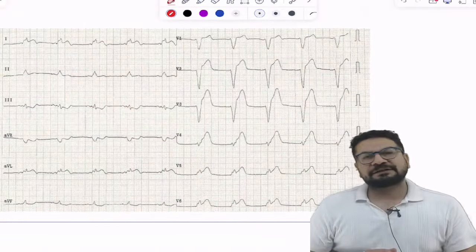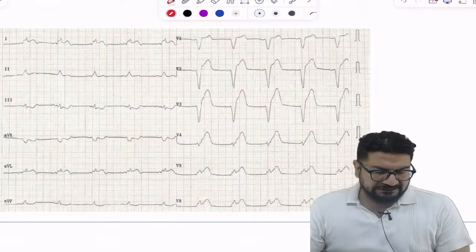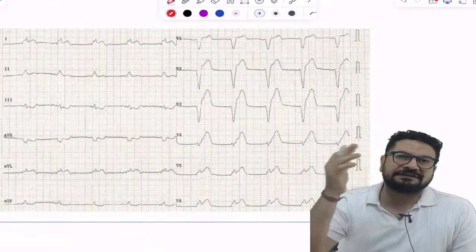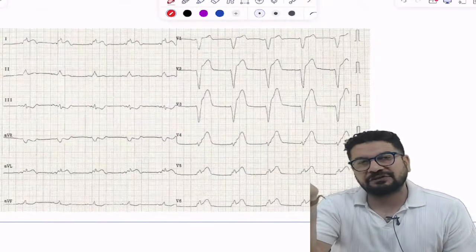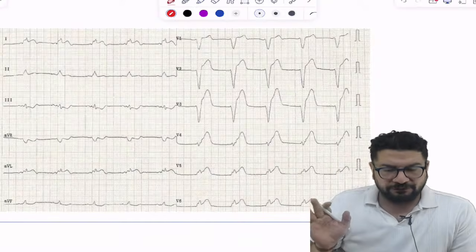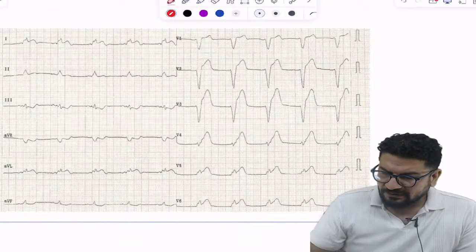Now let's talk about ECGs of MI which they ask in exam. Whenever you see an ECG of MI, it's quite easy. You can see the ST segment changes. You can see ST segment elevation or ST depression. So we will start with lead one. We always check lead one. So first look at this.